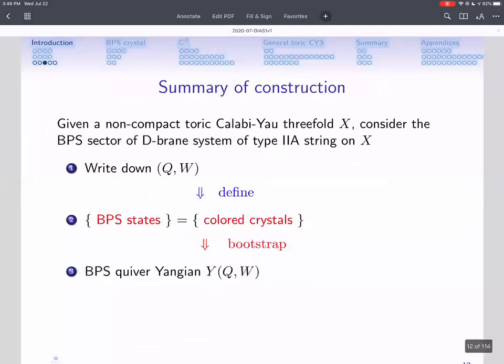So this is the summary of the construction. Starting from a non-compact Calabi-Yau threefold, we consider the BPS sector of the D-brane system of type IIA string, write down the Quiver and superpotential pair, and use that to construct the set of colored crystals, from which we can bootstrap this BPS Quiver Yangian.